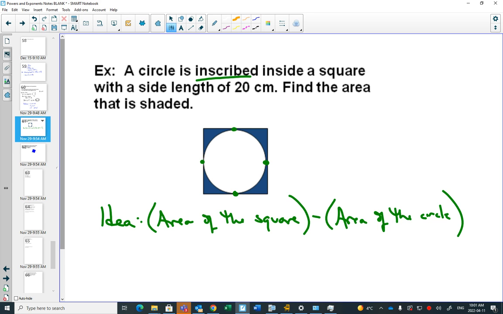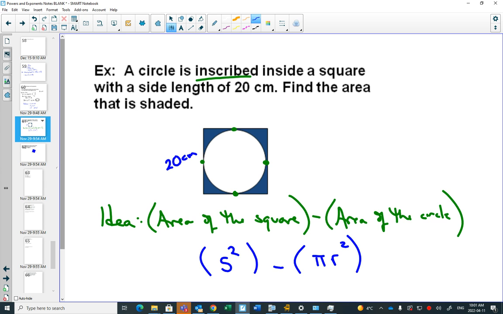So we have a formula for the area of a square. On your formula sheet, it says S squared. What do you think the S stands for? For the area of a square, what do you think they mean when they say S squared? It is the side, which is 20 centimeters, side squared. And then we're going to have to minus the area of the circle. And on your formula sheet, it says the area of the circle is pi r squared.